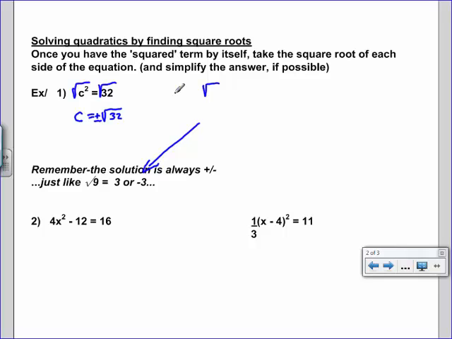And you also have to simplify if you can, as we learned in the previous section. And I believe in this one we can. So we have plus or minus the square root of 16 times the square root of 2, because 16 times 2 is 32. So you have plus or minus 4 times the square root of 2. And that's all the farther you can simplify it.